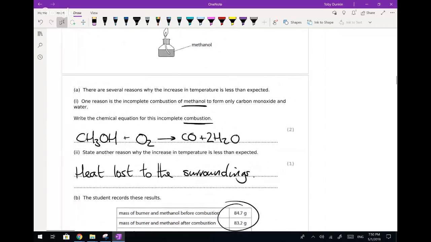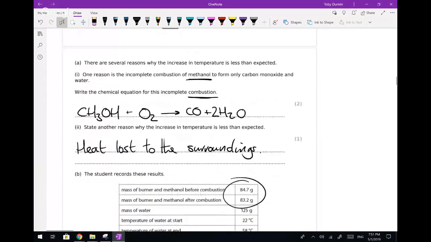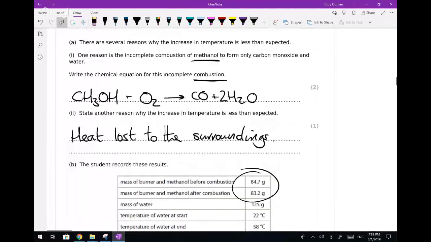So this one, write an incomplete combustion equation from methanol to carbon monoxide and water. It doesn't usually be that nice and give you carbon monoxide, usually just a toxic gas. So write the equation and don't forget to balance, and don't forget oxygen travels around in pairs. State another reason why the increase in temperature is less than expected. Heat loss to the surroundings.